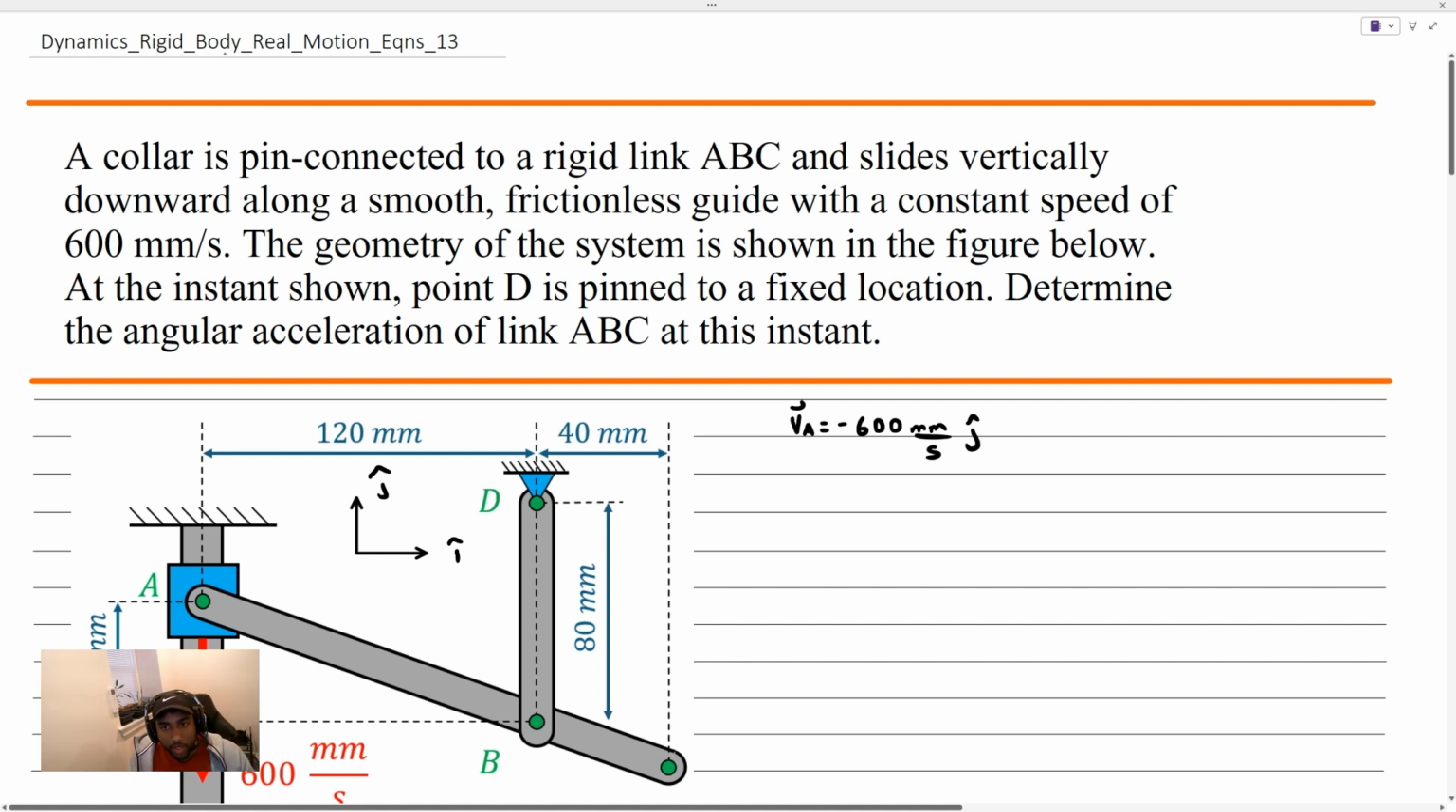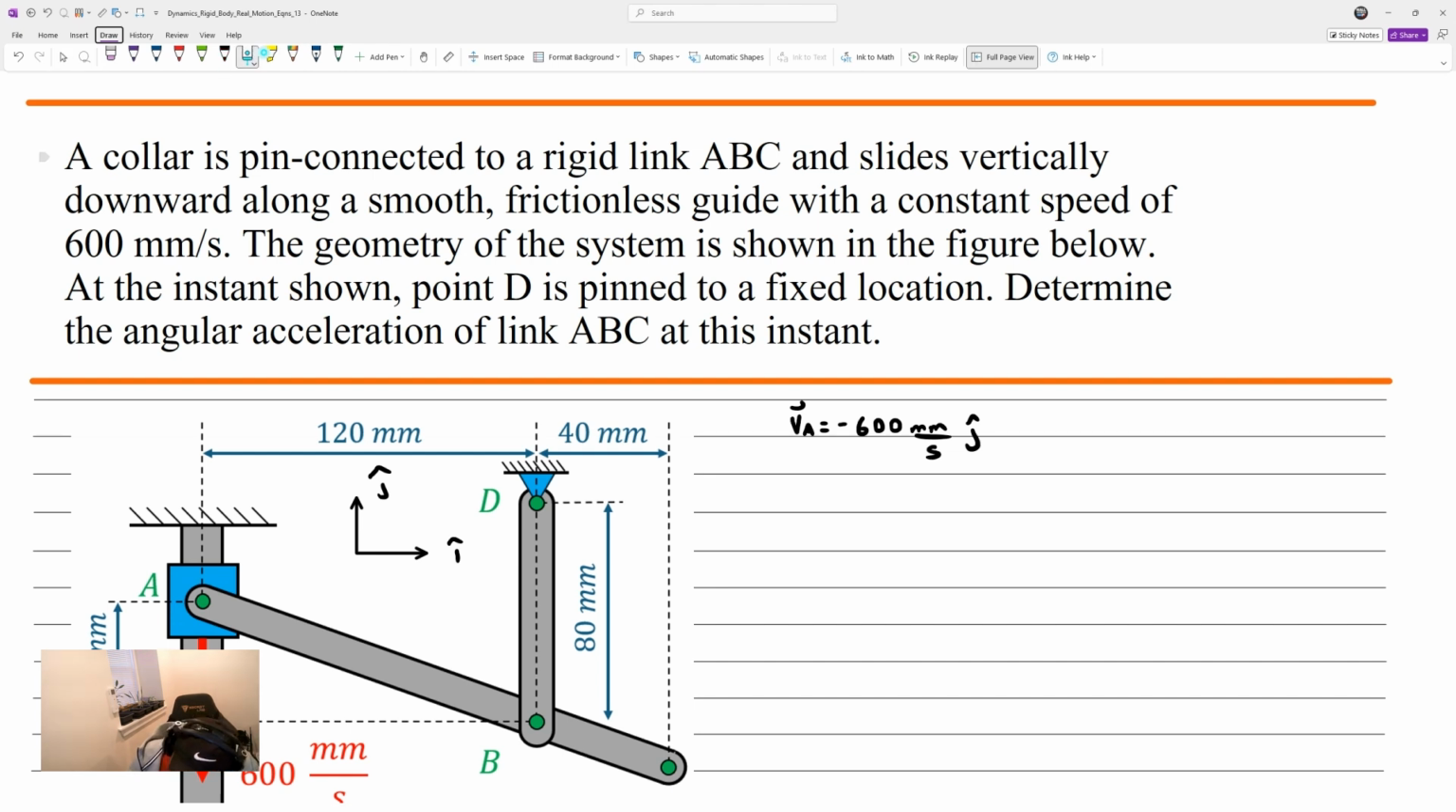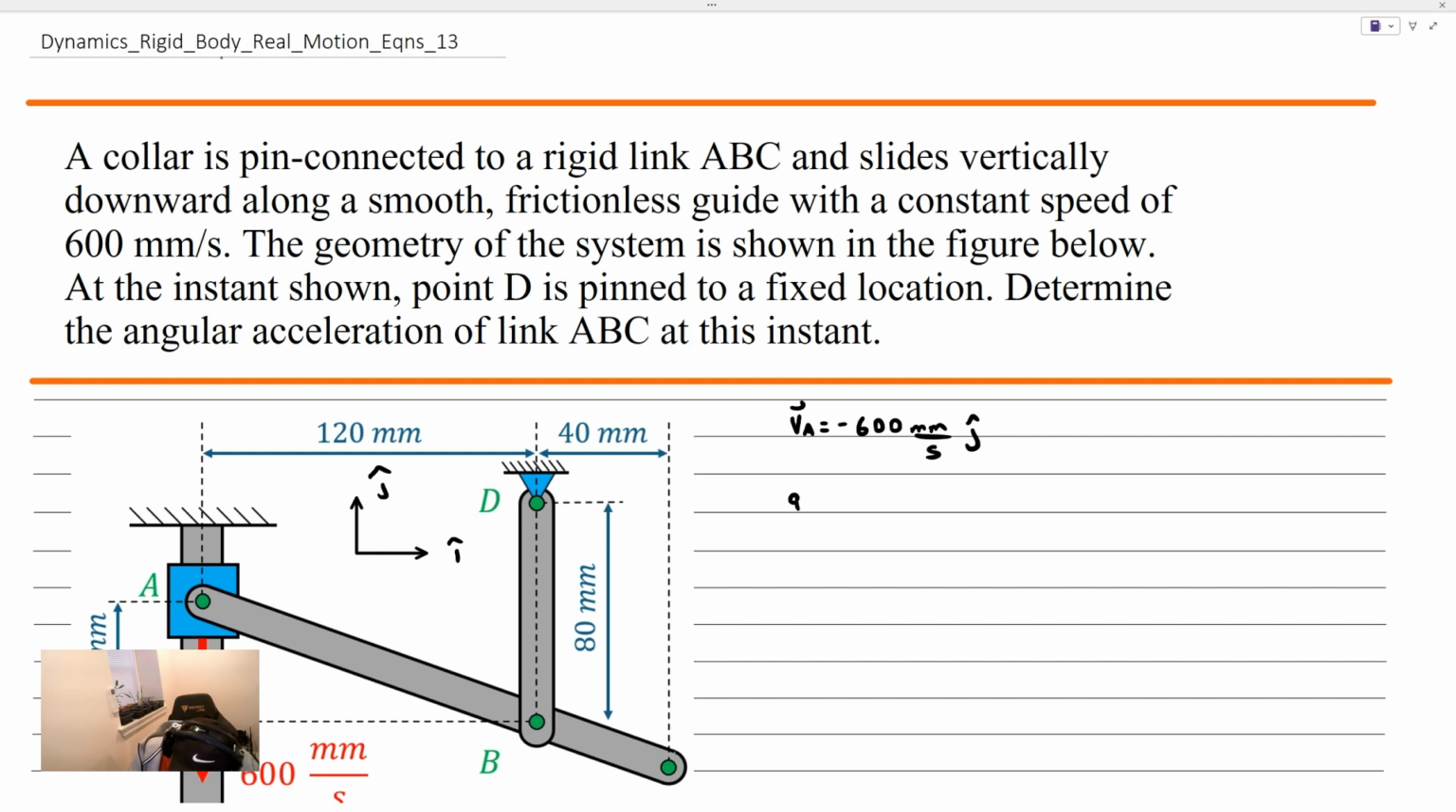And if it's moving with a constant speed, which it says right here, that means that the acceleration of point A must be equal to 0, right? The time derivative of the speed is equal to the acceleration. The derivative of a constant is 0, so the acceleration of point A is 0. Okay, it doesn't look like we're given any other information. There's some geometry in the schematic. How could we solve this problem?